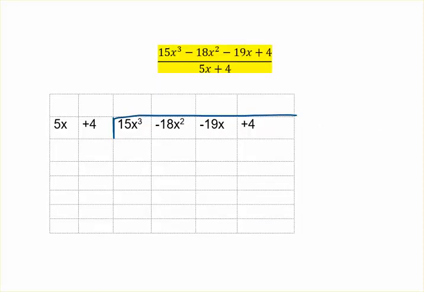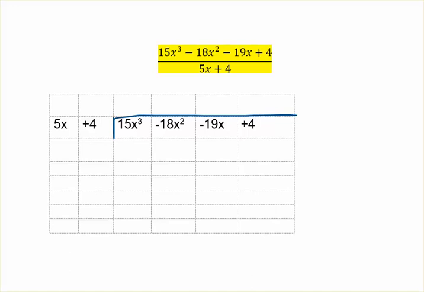So this problem is 15x cubed minus 18x squared minus 19x plus 4, all divided by 5x plus 4. Now, I set this up again as a table just because in a Word document, that's a lot easier to type. If you're writing this out by hand, that's fine as well. So you're going to make your division symbol. Inside is going to be what you are dividing, so that top number. Outside is what you're dividing by.